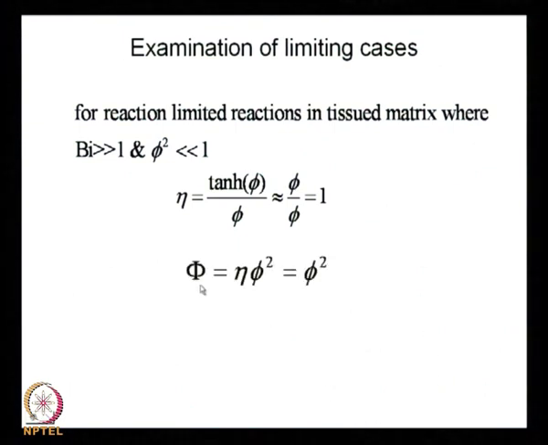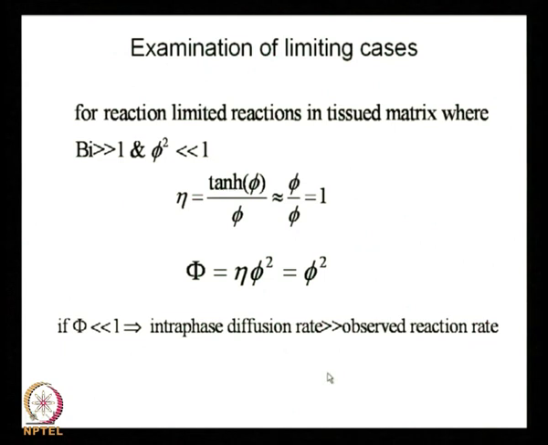So, then the observed Thiele modulus equals the intrinsic Thiele modulus, because observed Thiele modulus is eta times intrinsic Thiele modulus. So, as a result, observed Thiele modulus is same as the intrinsic Thiele modulus, right. So, if my intrinsic Thiele modulus is much smaller than 1, then my observed Thiele modulus is also much smaller than 1, because we just showed that they are equal, okay.